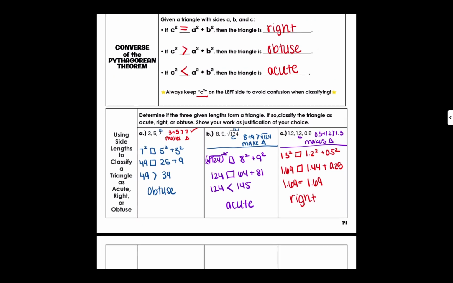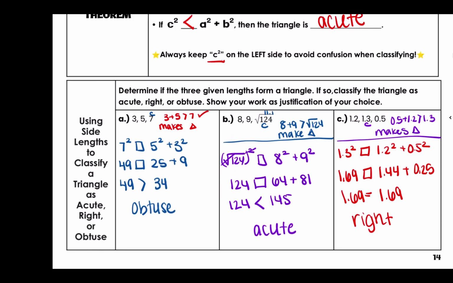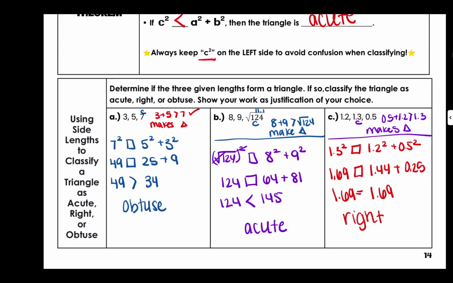Okay, and that is the end of the Pythagorean theorem and converse of the Pythagorean theorem notes. Your homework is Unit 3, Lesson 3 in your worksheet packet.